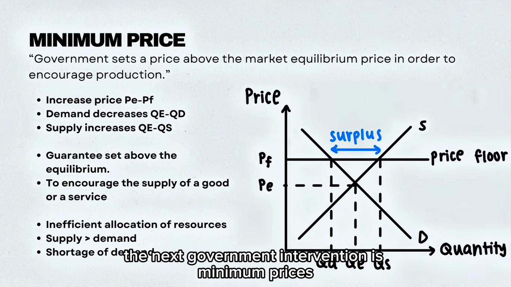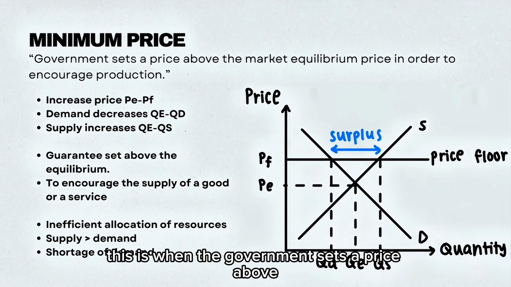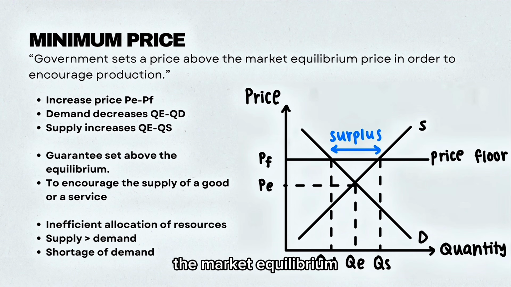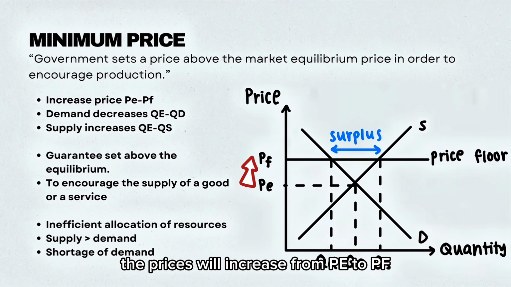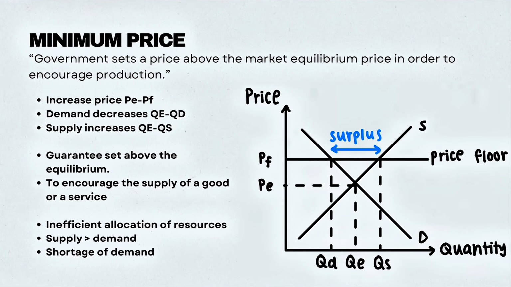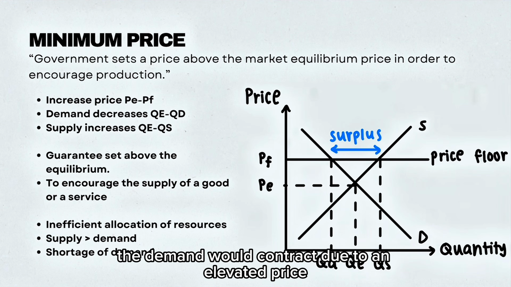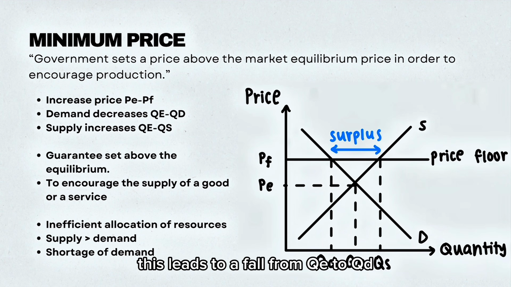The next government intervention is minimum prices. This is when the government sets a price above the market equilibrium in order to encourage production. Looking at the diagram, the prices will increase from PE to PF due to this government intervention. Naturally, the demand would contract due to an elevated price. This leads to a fall from QE to QD.